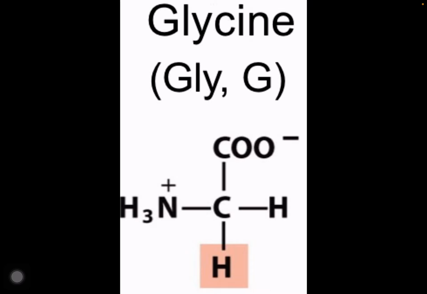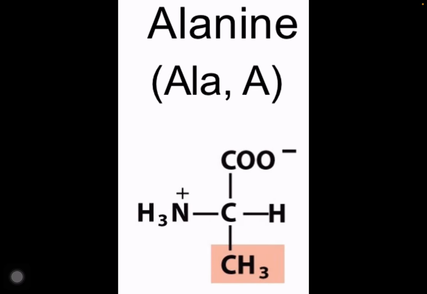About the 20 amino acids. I want to start with a very simple one, glycine. Glycine is abbreviated Gly and G, so it's really simple. It only contains a hydrogen. And alanine, you replace the hydrogen with a methyl group. So alanine is very straightforward. It's alanine, so Ala and A.